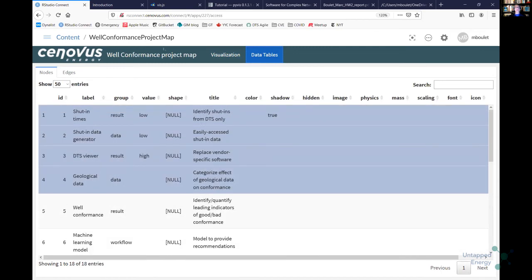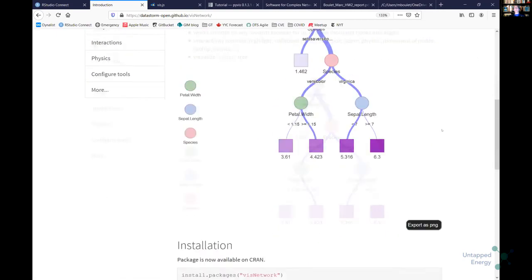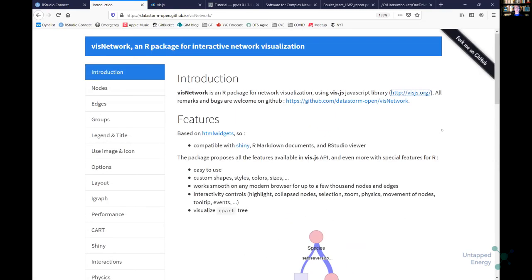So just to let you know, this was built in a package called visNetwork, which is an R package. We're using Shiny within our company to display this. So this is the package I kind of landed on. I used it because it has a ton of different customization options. And so I kind of got lost for a day or two in those, but it was a lot of fun.